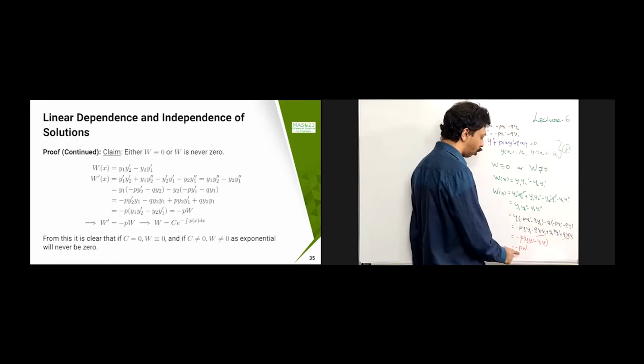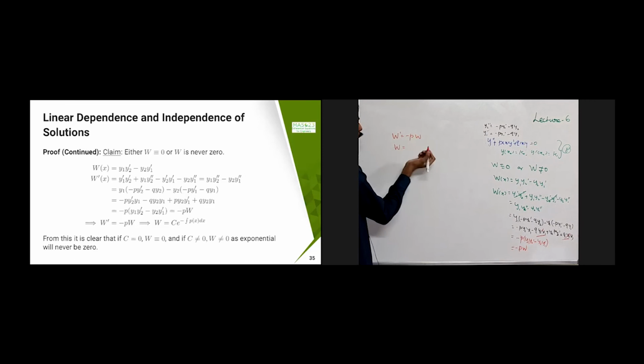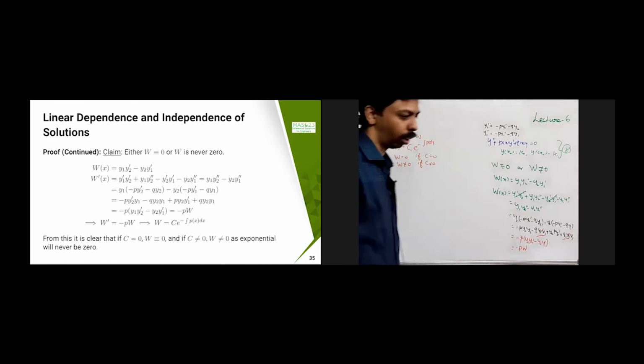So now what I got is W dash equal to minus pW, and I am going to find the relation from this ODE. If I use variable separable and integrate, you are going to get W equal to c e power minus integral of p dx. Here W equal to 0 if c equal to 0, meaning W is completely 0, and c not equal to 0 means e power minus integral of p dx is never 0, therefore W is not equal to 0.